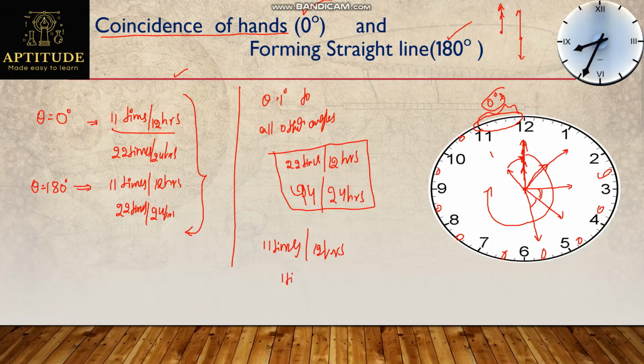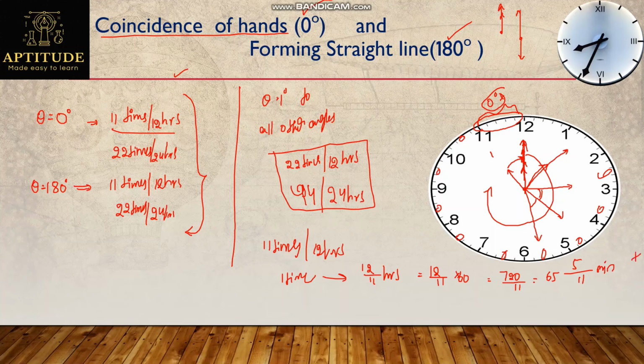Which means, for one coincidence, how much time does it take? It is nothing but 12 by 11 hours. So 12 by 11 hours, if I take it in minutes, is 12 by 11 into 60. So it will be 720 by 11. If I convert into a mixed fraction, I'll get 65 5 by 11 minutes.